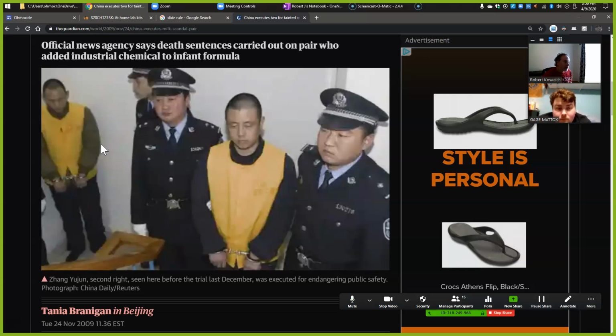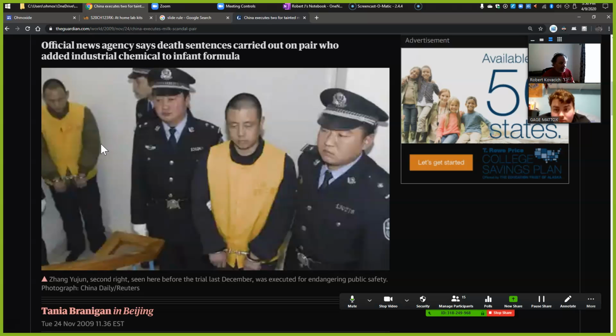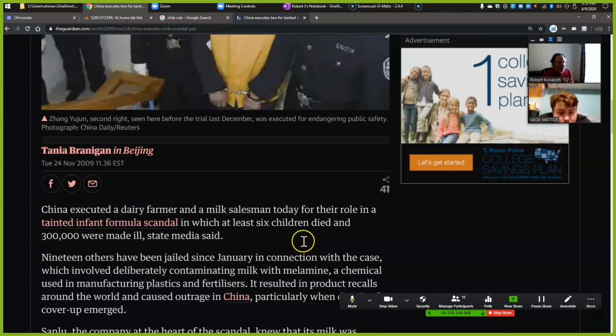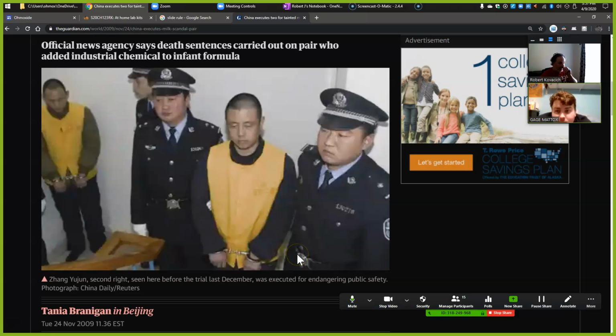Turned out the amount of methylamine that these babies were getting, because that was all they were drinking, was milk that had methylamine in it. It was killing babies. So what's the number here? At least 6 kids died and 300,000 kids were made sick. And this is China. So what happens if you do something like that in China? Yeah, executed. They kill you.